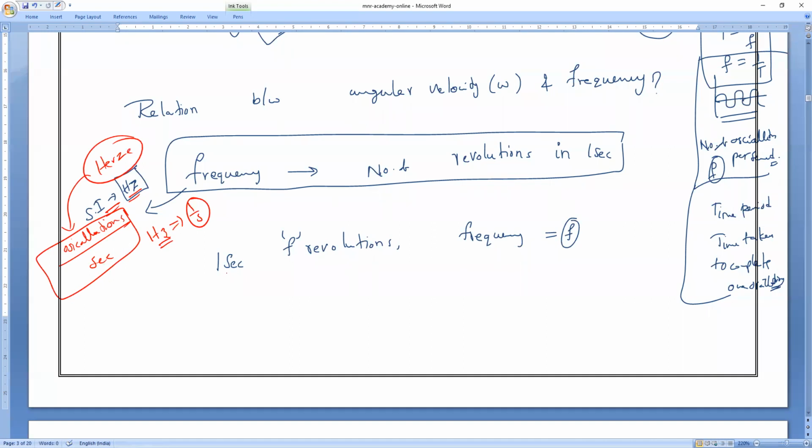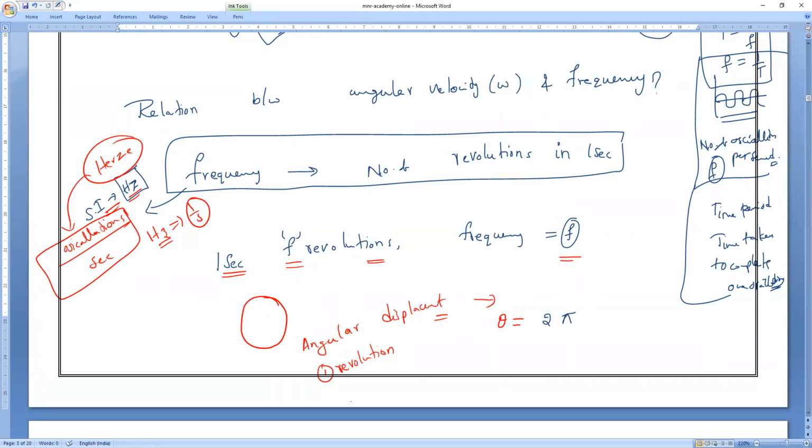So I am considering for 1 second it is making F revolutions, then what is the frequency, everybody? F. Now, if it makes one complete revolution, can you tell me what is the angular displacement shown by the body? We all studied this at the beginning of yesterday's class. One complete revolution, then what is the angular displacement shown by the body? Theta is equal to what? Angular displacement means theta. Theta is equal to how much? 2 pi.